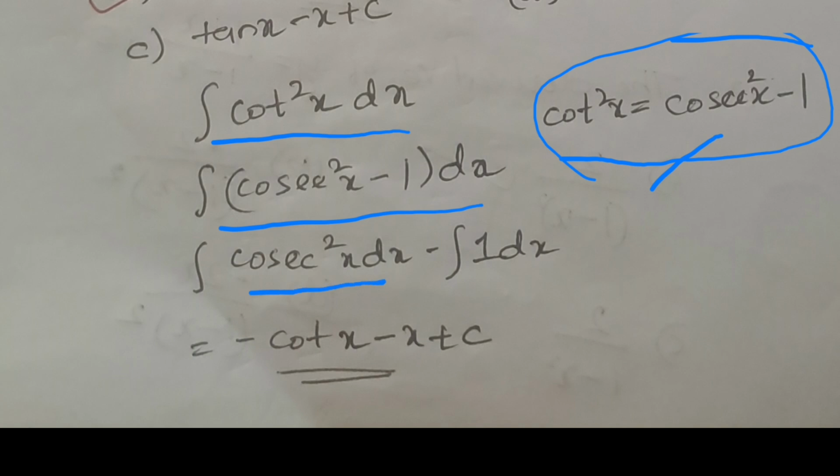Integration of the one term is 1 into x. Integration of cosecant square x dx is minus cot x, minus as it is. Integration of 1 is x, and plus c, you have to write it as the constant term. So the answer will be minus cot x minus x plus c. You should know the formulas. Cot will come, cosecant will come, tan will come, secant will come, their interrelation.